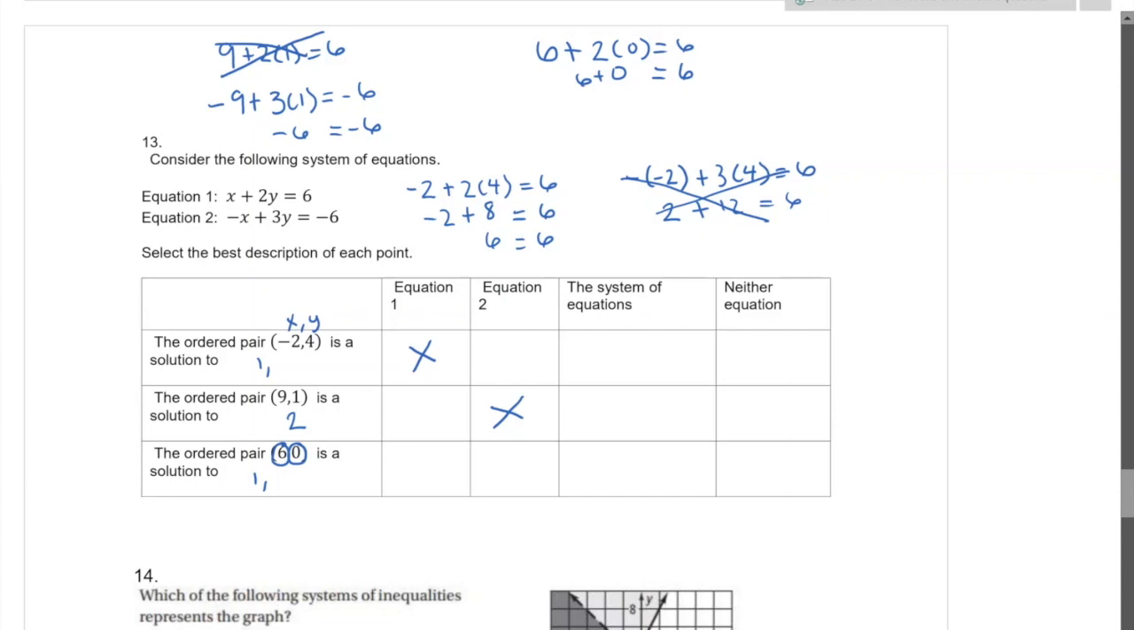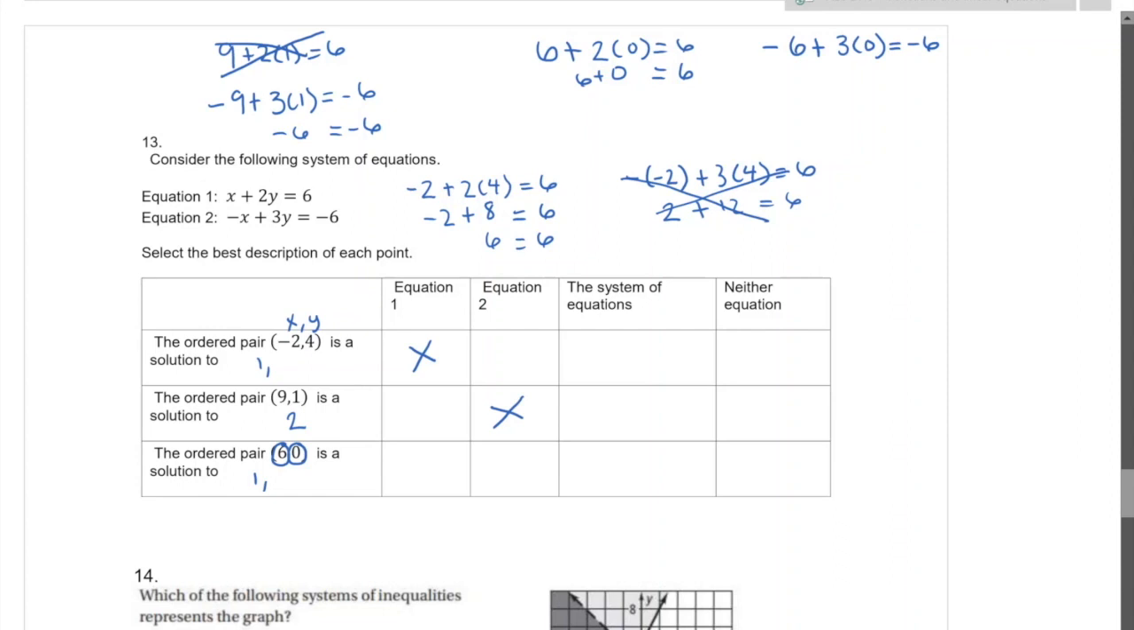Let's see if it works with equation 2. So equation 2 is negative x. So negative, and then put your x, 6, plus 3 times 0. And it should equal negative 6. So negative 6 plus 3 times 0.